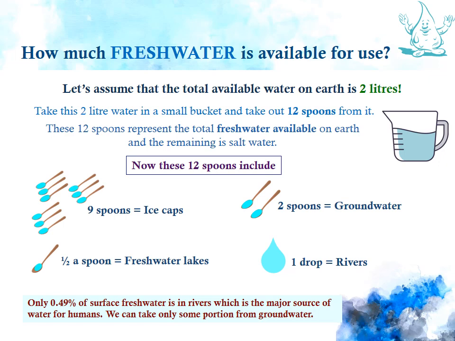Please remember that we can only take a limited amount from this. Now we have only 1 spoon of water left. Now take half a spoon of water from it, which is present in freshwater lakes. Let's take a drop of water from this, which we find in rivers. So nearly 1.5 spoon of water that is found in lakes, ponds, rivers and under the ground is the total usable fresh water that we have on Earth.